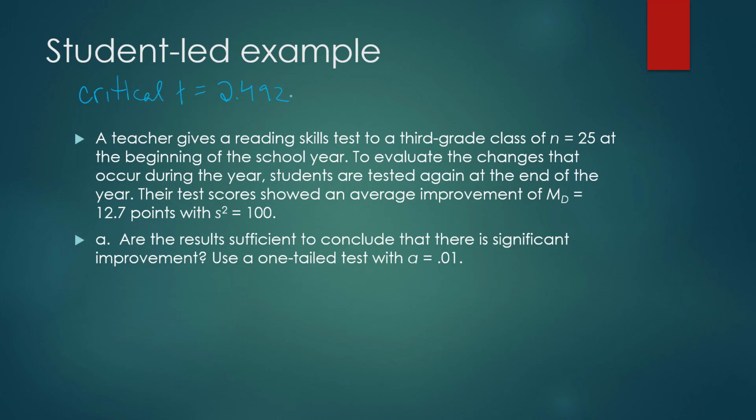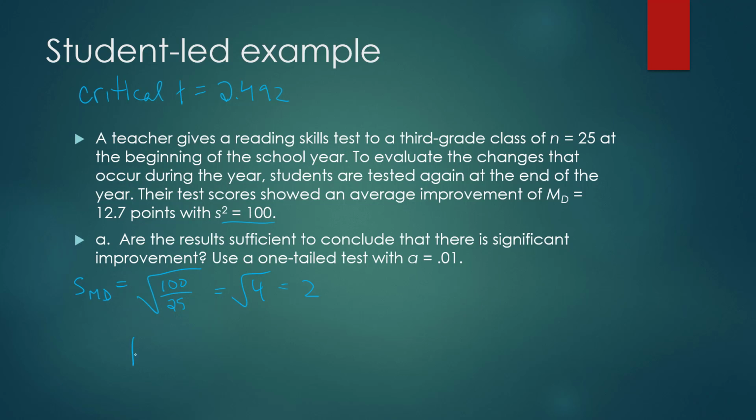Now we're given our variance, so we don't have to do calculations like we did in the teacher-led example, but we need to get our estimated standard error of the mean difference. So we're going to take the square root of 100, which is our variance, over our sample size of 25. It's going to give me the square root of 4, or an estimated standard error of 2.